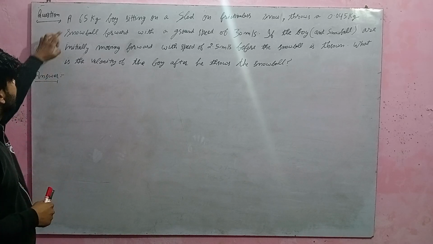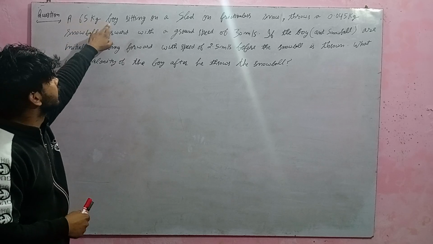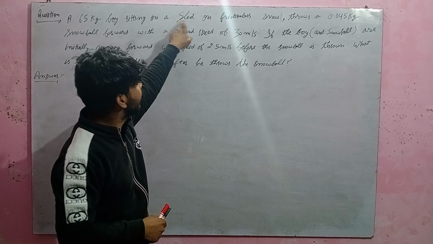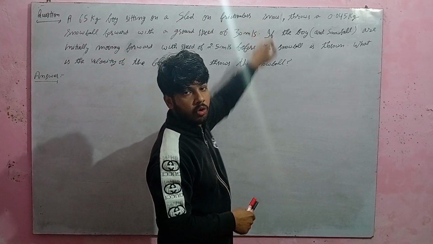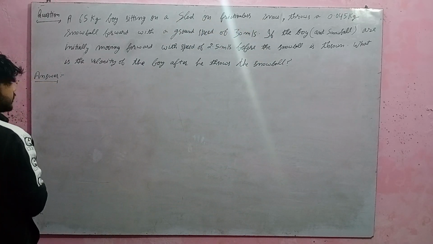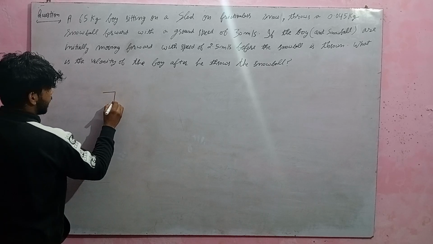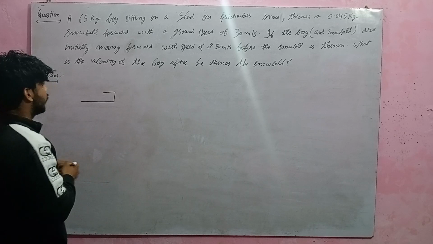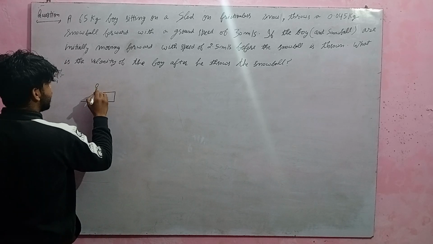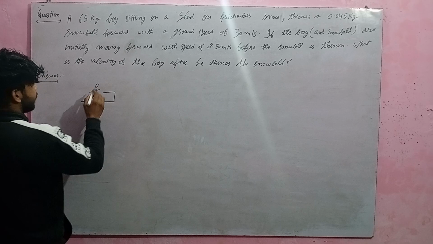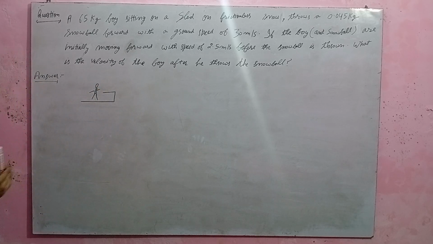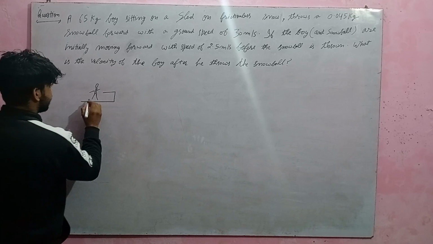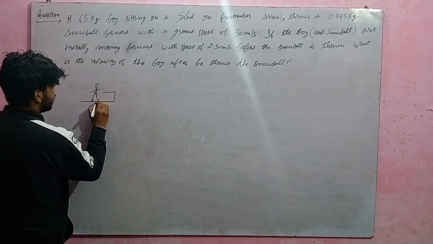Let's discuss the question. A 65 kg boy is sitting on a sled on frictionless snow. After discussing the question, we can understand there is a sled like that, and a 65 kg boy sitting on this sled.